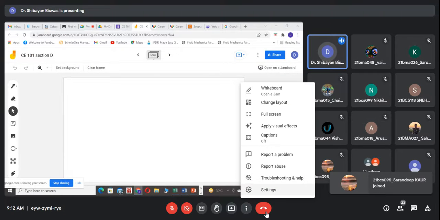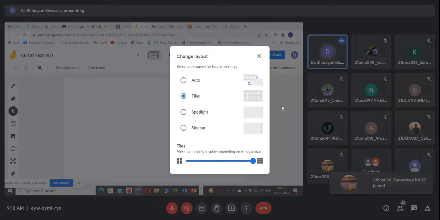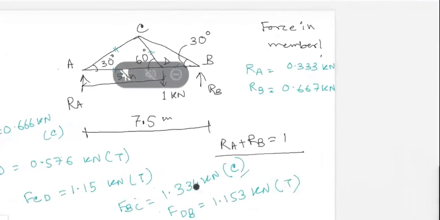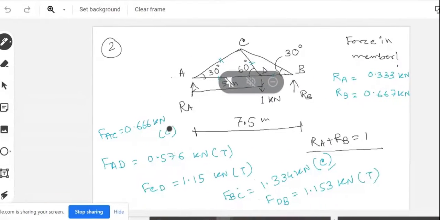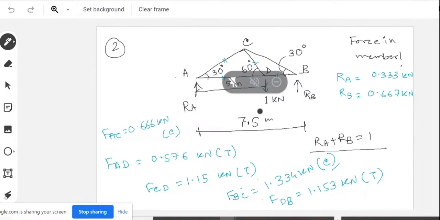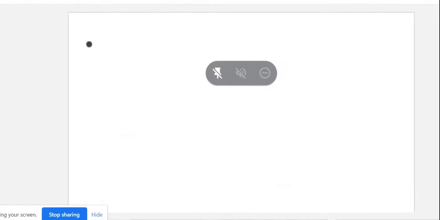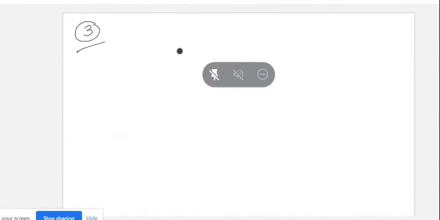So yesterday the last problem was done. Everyone could solve it, and the values I have shown in the last slide, along with which is compressive and tensile. So I hope it is fine. Then we'll quickly go for the next problem.